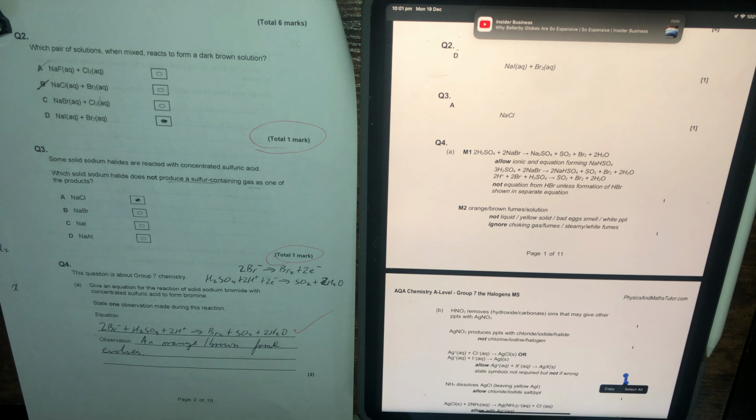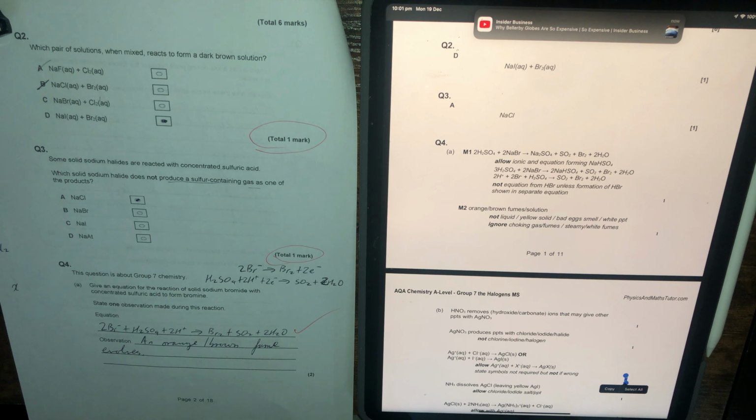B. So now it's going to say, I mean, you already know it's 2Br minus plus 2H plus H2SO4. Yeah, it's a recurring thing. They keep using that one there. But anyway, brown gas or brown slash orange. Do not accept yellow solids. Ignore fizzing and misty fumes. Brown gas or brown fumes or orange gas or orange fumes. Brown slash orange fume being formed.